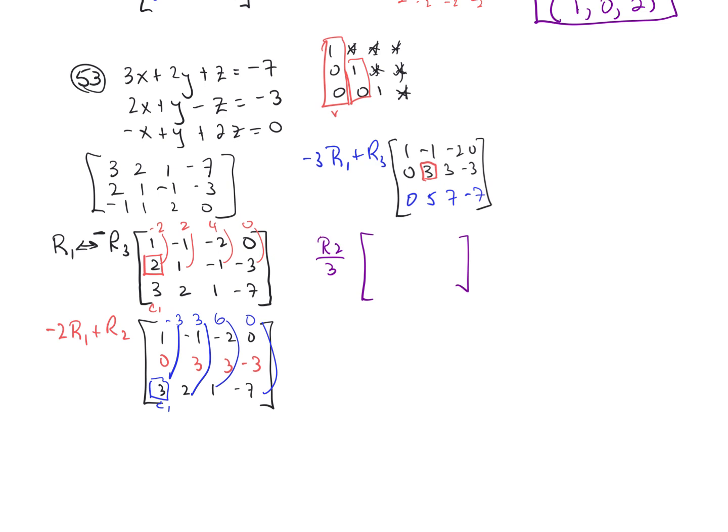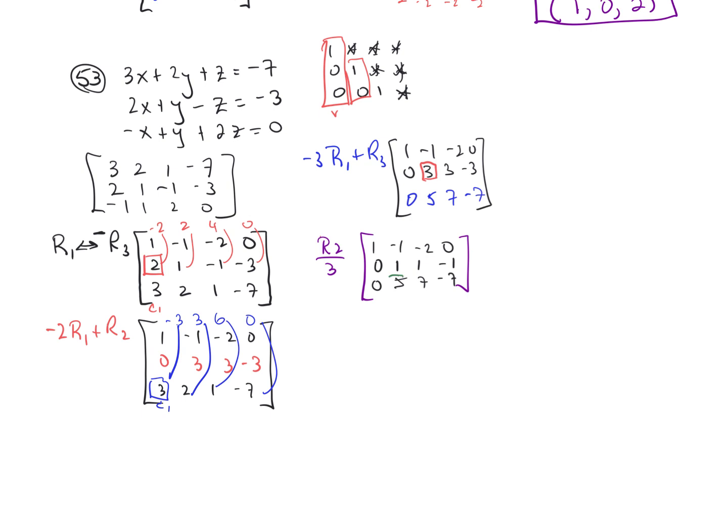Row 1 does not change: 1, negative 1, negative 2, 0. Row 3 does not change. But row 2, I'm going to divide everything by 3. So 0, 1, 1, negative 1. Okay, not bad. I got my 1 where I wanted it.